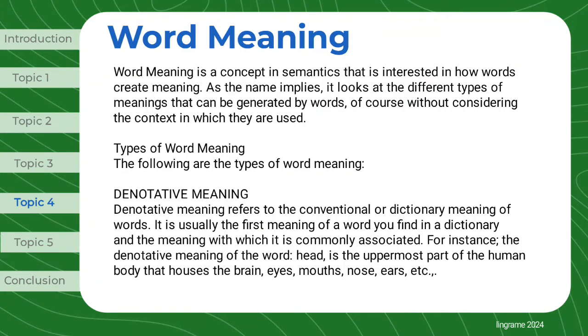Types of word meaning. The following are the types of word meaning. Denotative meaning. Denotative meaning refers to the conventional or dictionary meaning of words. It is usually the first meaning of a word you find in a dictionary and the meaning with which it is commonly associated. For instance, the denotative meaning of the word head is the uppermost part of the human body that houses the brain, eyes, mouth, nose, ears, etc.